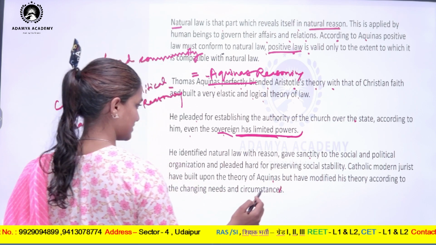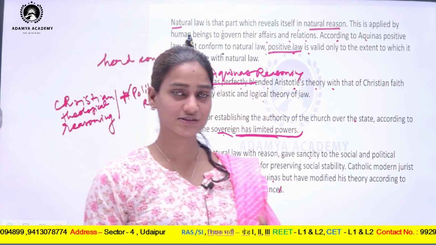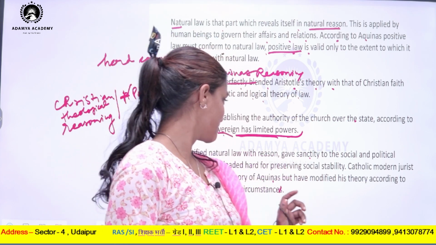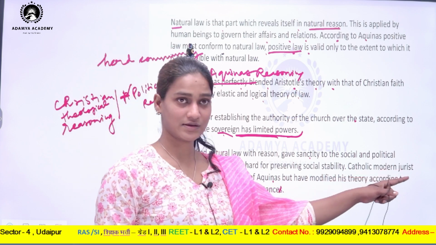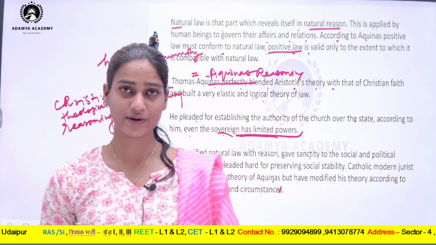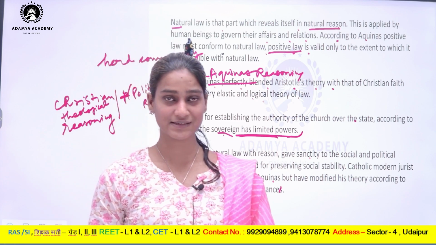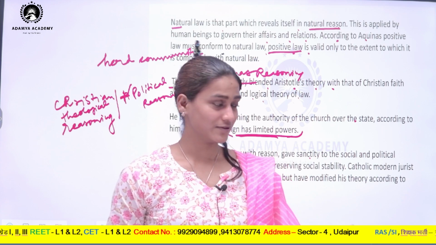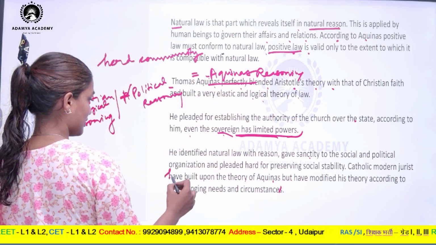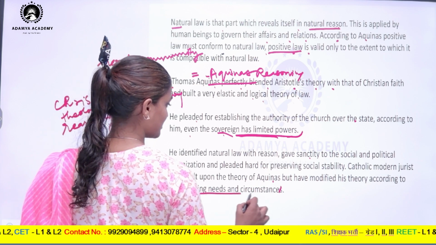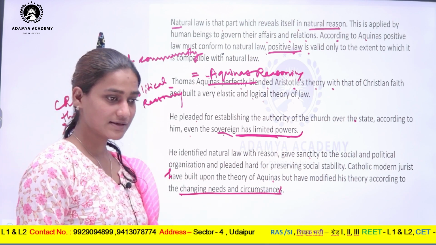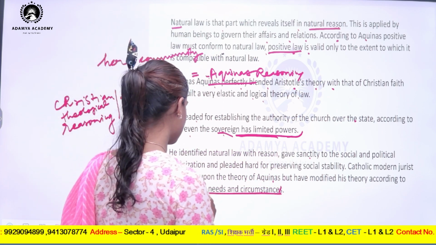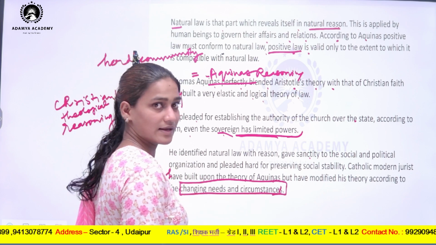So at that time, that was a time when women were not allowed to go out of the home. So Catholic modern jurists give regard to the theory of Aquinas, but they also consider the fact that society has progressed very radically from what it was in the previous condition. So, considering the needs and circumstances of the present society, these Catholic jurists also consider the Aquinas theory as relevant.